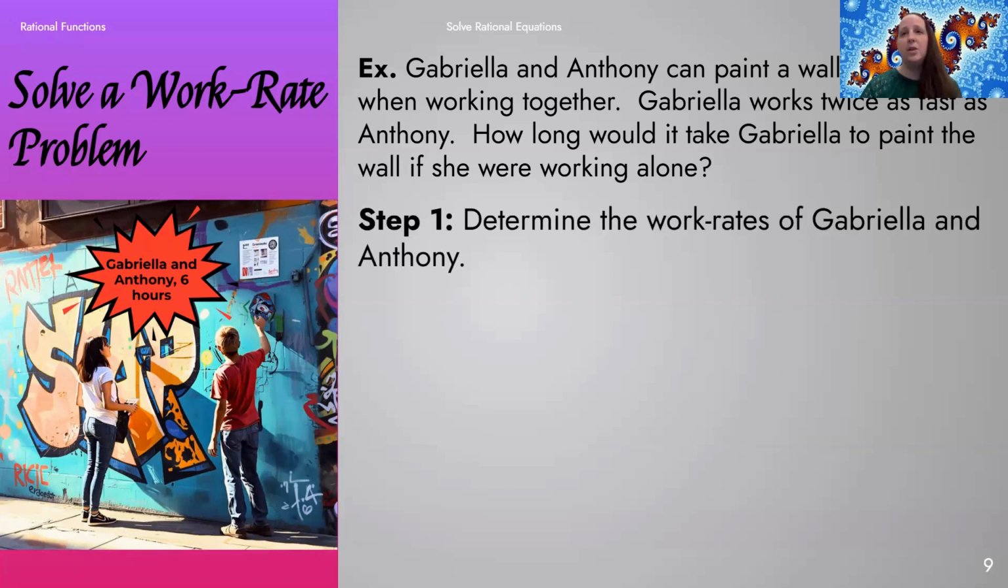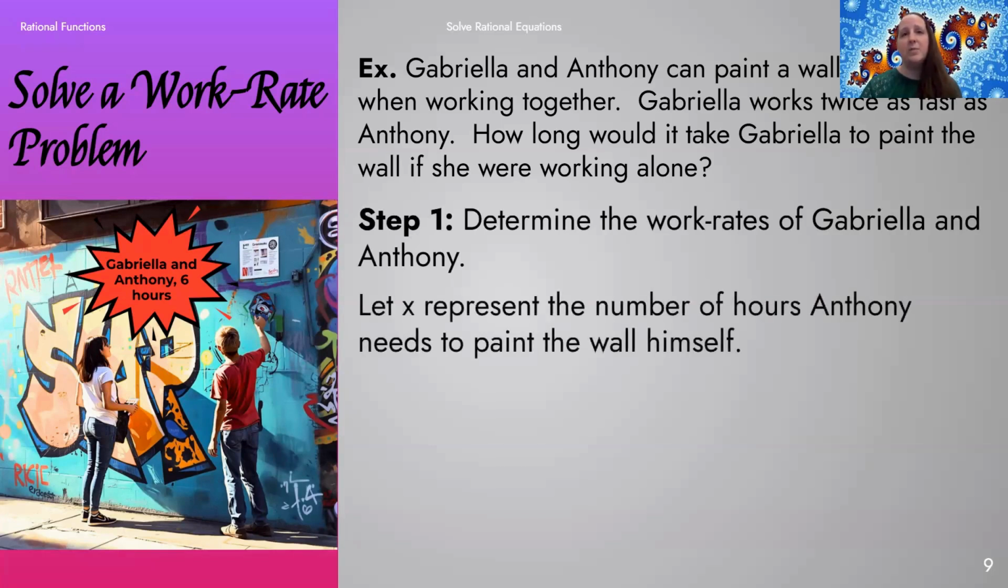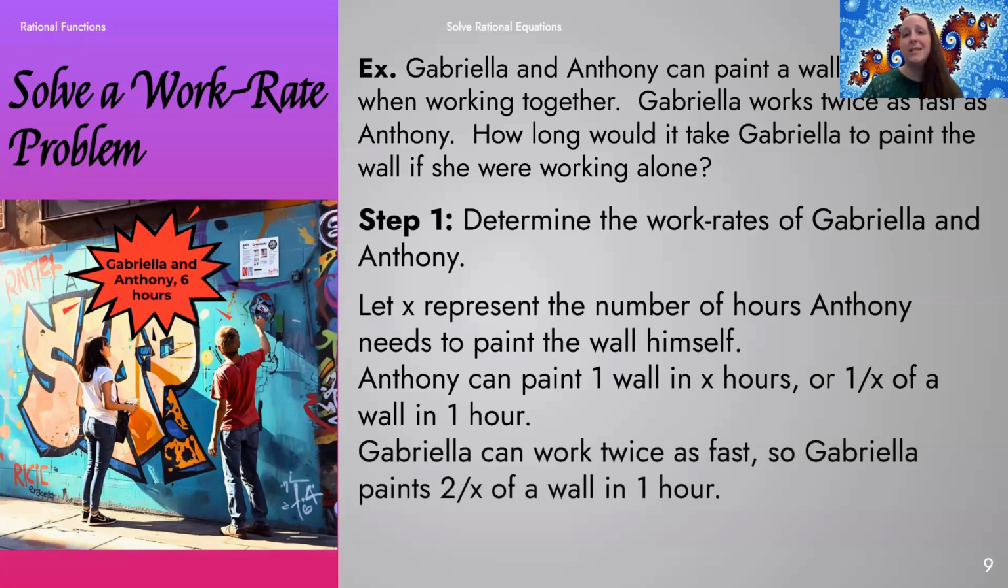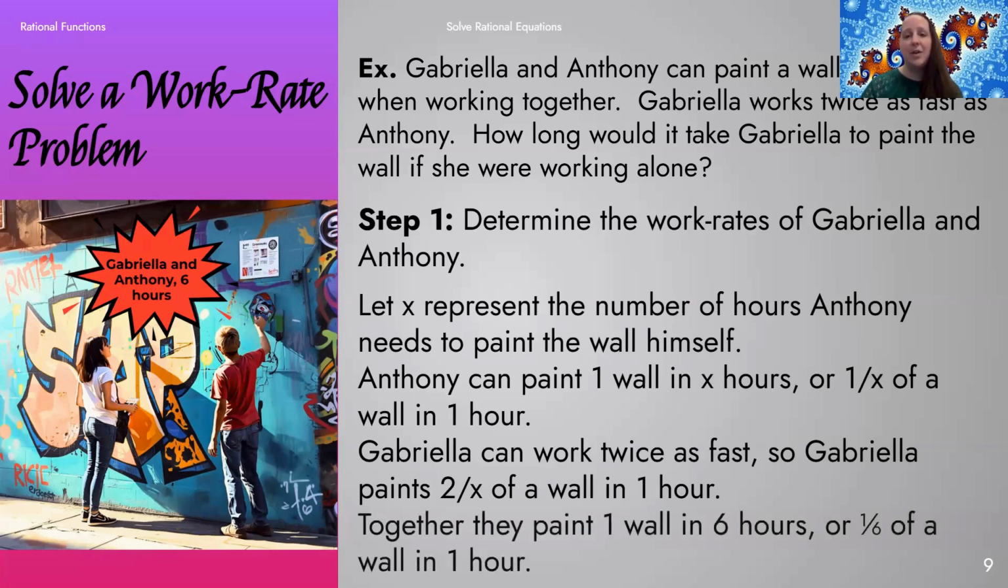So I wanted to determine the work rates of both Gabriella and Anthony. So I'm going to let X represent the number of hours Anthony needs to paint the wall himself. Anthony can paint one wall in X hours, or 1 over X of a wall in 1 hour. Gabriella can work twice as fast, so Gabriella paints 2 over X of a wall in 1 hour. And together they paint one wall in 6 hours, or 1/6 of a wall in 1 hour.